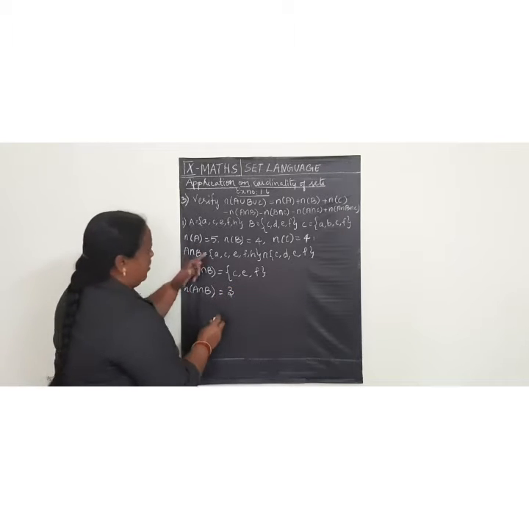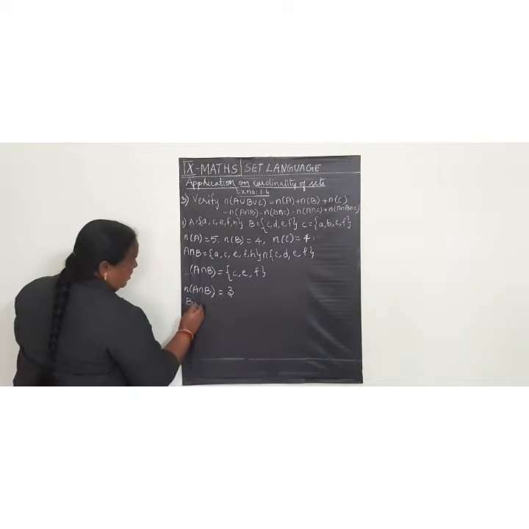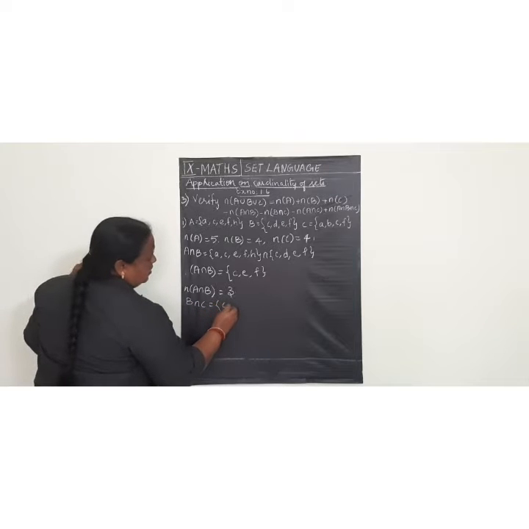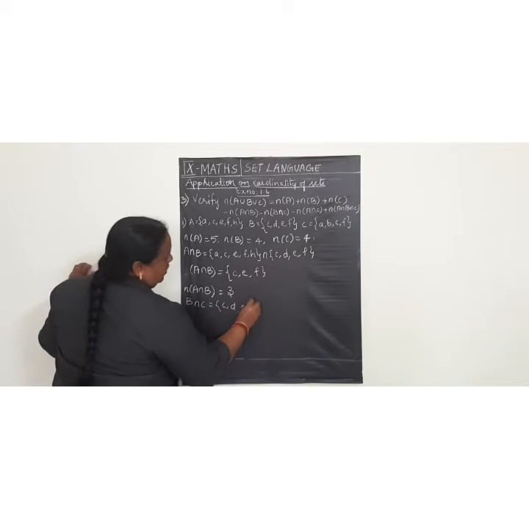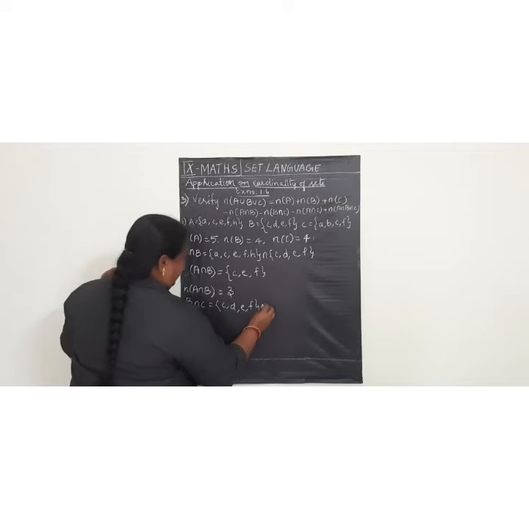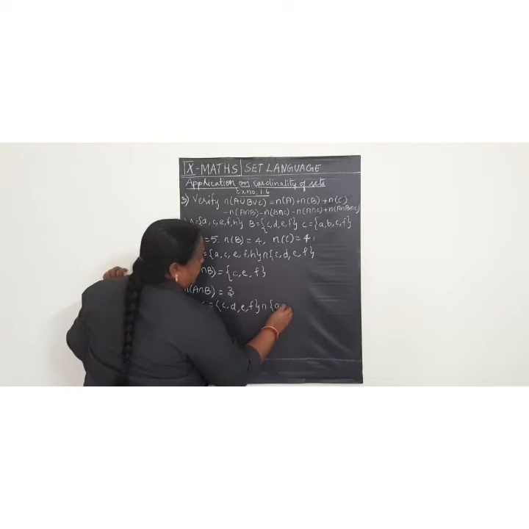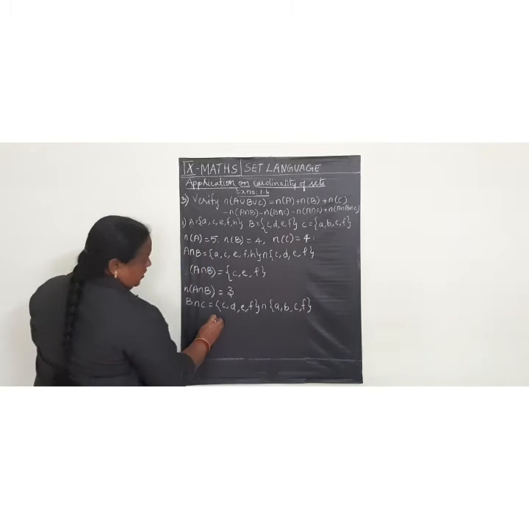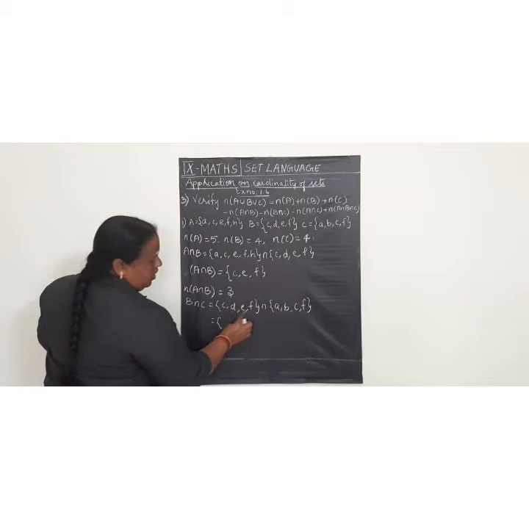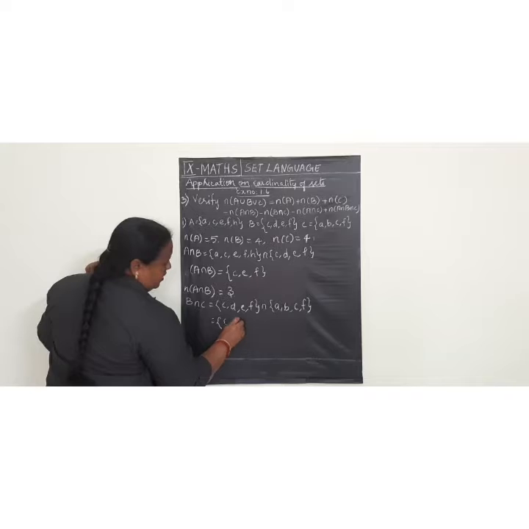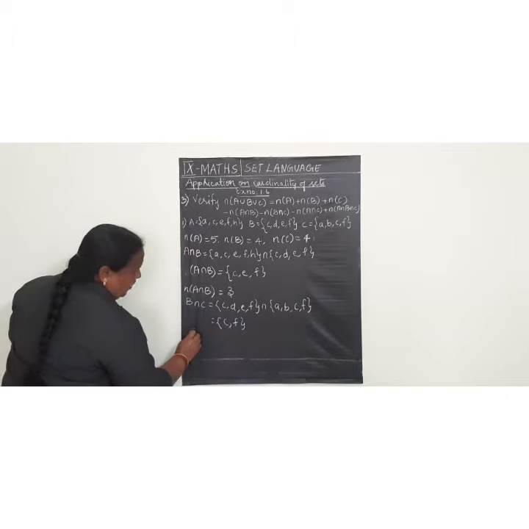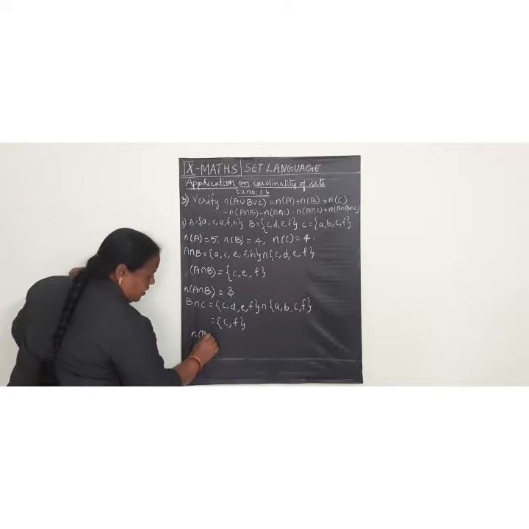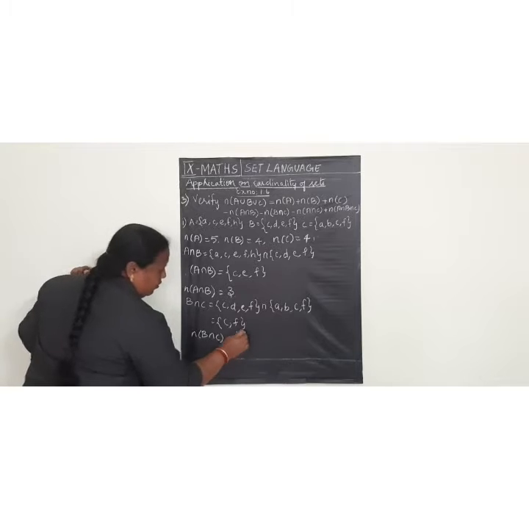Next we have to find B intersection C. B intersection C is equal to {C, D, E, F} intersection {A, B, C, F}. So intersection means we have to write the common elements. The common elements in both the sets are C and F. So n of B intersection C is equal to 2.